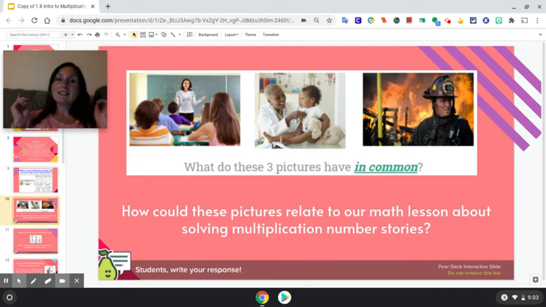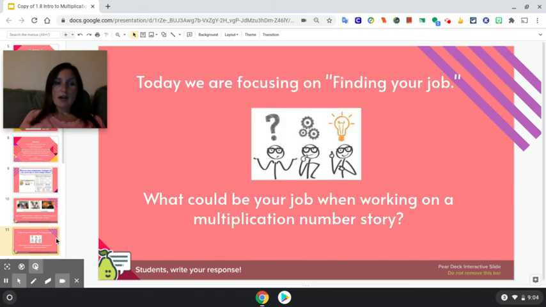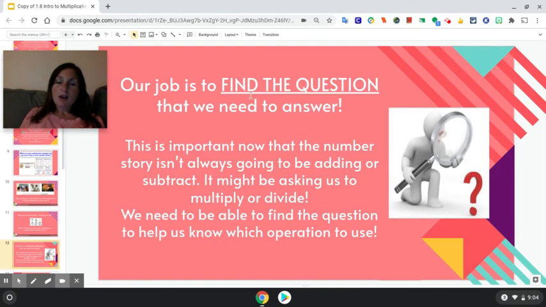Well, just like it's their job, right? We are going to have a job today. Okay, we are going to be trying to figure out what our job is to help us solve a multiplication number story. Okay, so what's that going to look like when you're trying to find your job? Like, what does that even mean in a number story? Well, okay, your job is to find the question that we need to answer in the story problem.